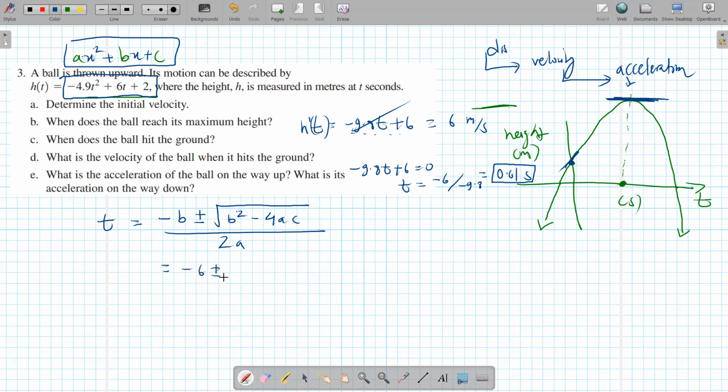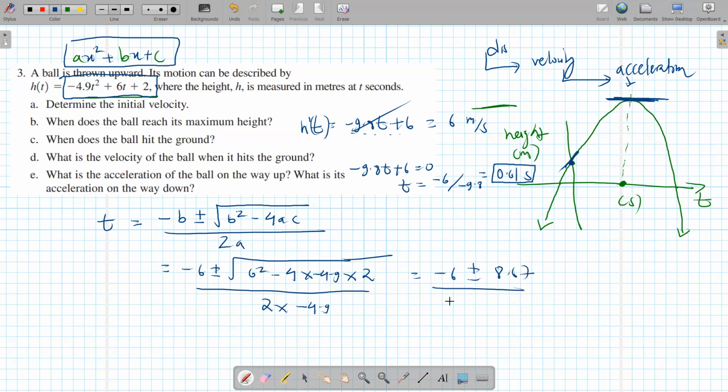So minus 6 plus or minus 6 squared. What is A? Negative 4.9. What's C? 2. Divided by 2 times negative 4.9. Yeah, like that. I can just do the square root thing: square root of 6 squared minus 4 times negative 4.9 times 2. That gives me 8.67 over 2 times negative 4.9, which would be negative 9.8.